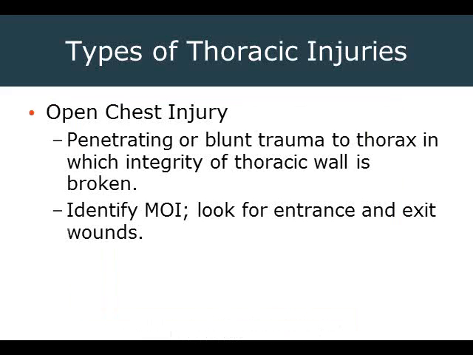So with open chest injuries, either penetrating or blunt trauma to the thorax in which the integrity of the thoracic wall is broken, we're going to identify the mechanism, generally looking for entrance and exit wounds. In most cases, this is not going to be a blunt trauma unless it was a severe crushing injury that caused it to blow out. More times than not, it will be some sort of a penetrating trauma, a bullet, a knife, an arrow, some sort of a missile, all kinds of things could potentially cause this penetrating trauma.